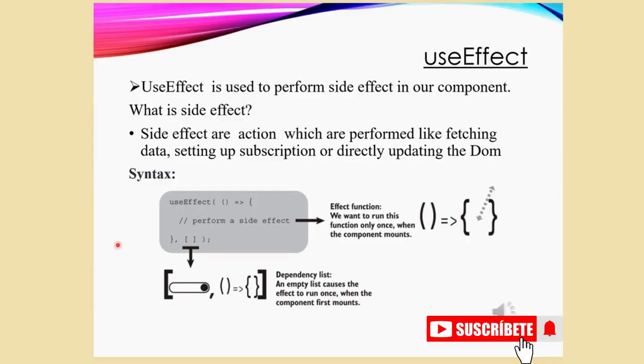Here the syntax is there: useEffect. The function is here. This callback arrow function is named the effect function. We want to run this function only once when the component mounts. Here the array structure looks like this. This is called the dependency list. An empty list causes the effect to run once when the component first mounts. Then we go to arguments.